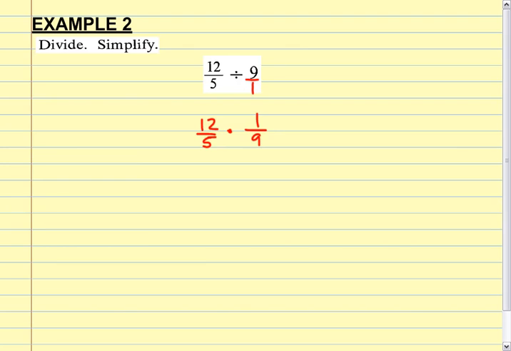3 goes into 9 and 12. Excellent job, Catherine. It goes into 9 3 times and into 12 4 times. Does anyone see anything else that I can cancel? Faith? No. Nothing left. So I'm just going to multiply straight across because that's the way we multiply fractions. Division is multiplying fractions, isn't it? We just have to flip the second one, and then we're multiplying fractions.